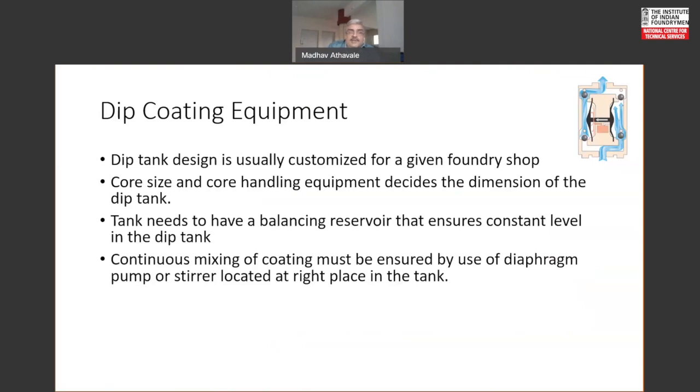Now, continuous agitation or continuous mixing of the coating must be ensured by use of either a diaphragm pump or stirrers located at the right place in the tank. This is very, very important. In other words, there should not be any dead zones in your coating tank.